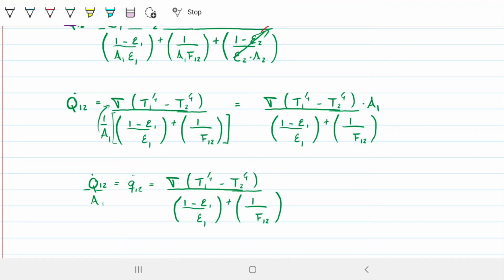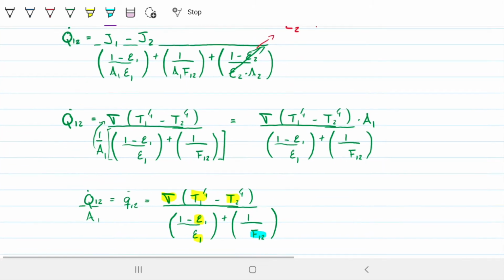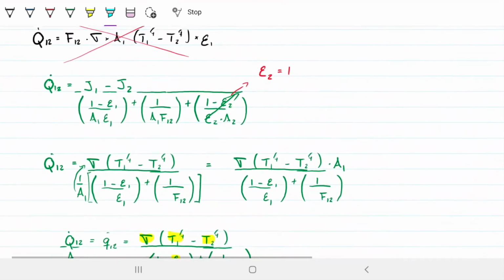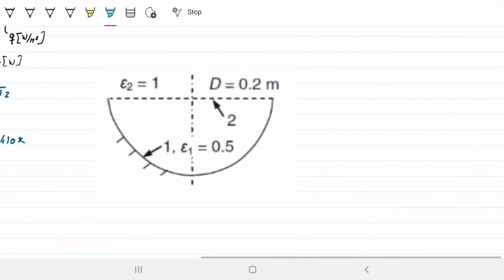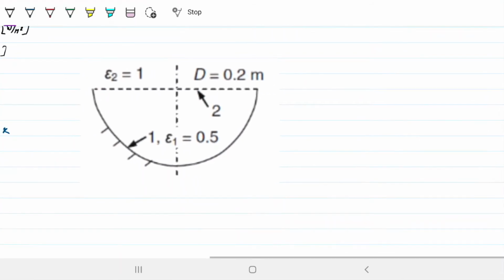Yeah, so that means that as long as I have my constant, which I do, the temperatures, which I do, the emissivity of surface 1, which I do, and the shape factor, or the view factor, which I don't, I can calculate the heat flux. All right, so the question now is, what is the shape factor? Okay, so let's do that. I have a copy of the picture here for us to do it.